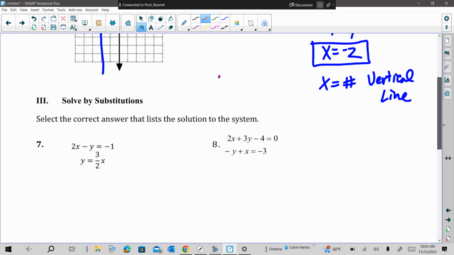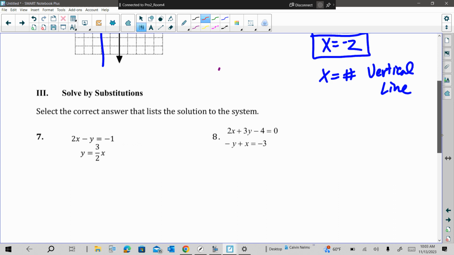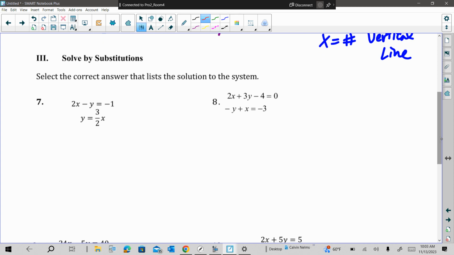So, yes. After solving by graphing, we're actually going to do substitution. This is when one of the variables is isolated. So the key for substitution is we've got to get one of the variables isolated. On 7, the y is already isolated, so I'm going to take this 3/2 x and plug it into the y in the equation above. So we would have 2x minus, and then parentheses, and inside the parentheses would be the 3/2 x, and it's going to equal negative 1.